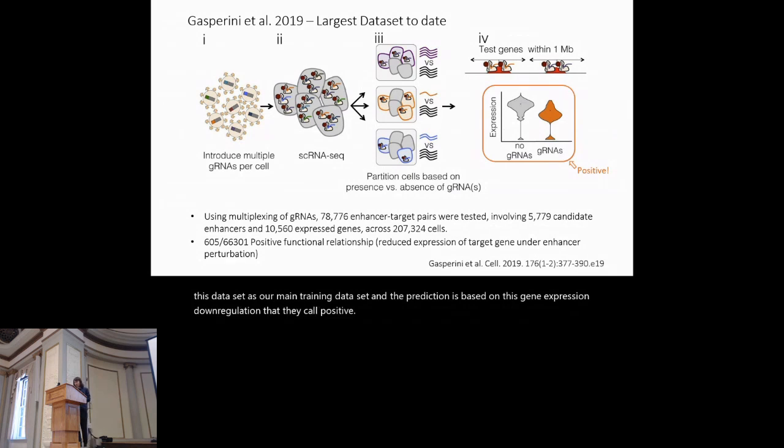Based on their study, there were only about 600 enhancer promoter relationships that were called positive out of about 66,000 enhancer promoter pairs. So that's less than 1% positive relationship. So it was an extremely imbalanced data set.